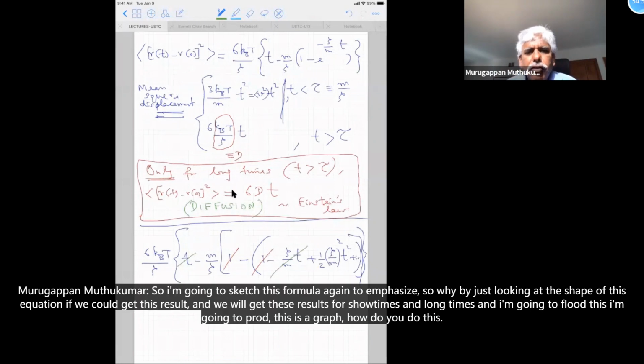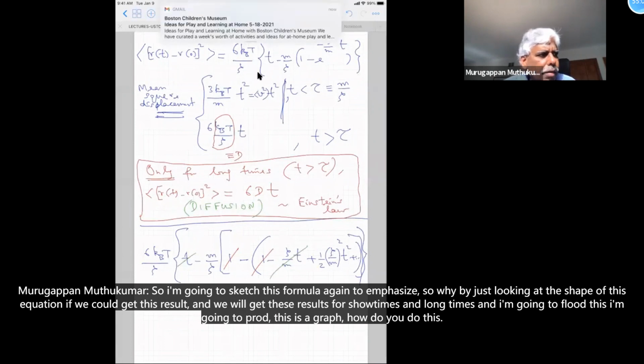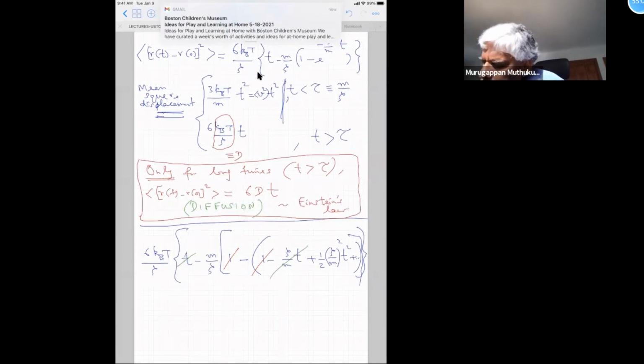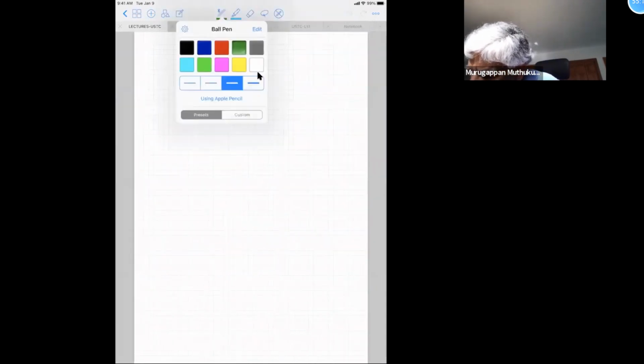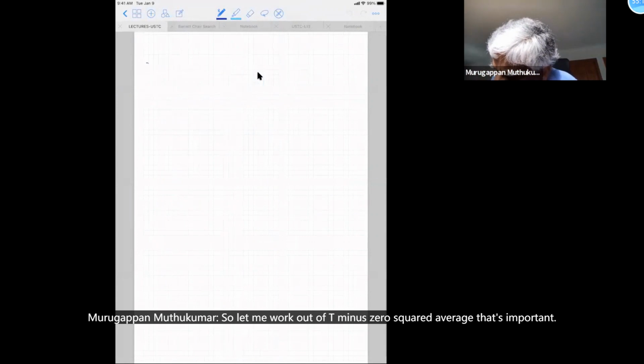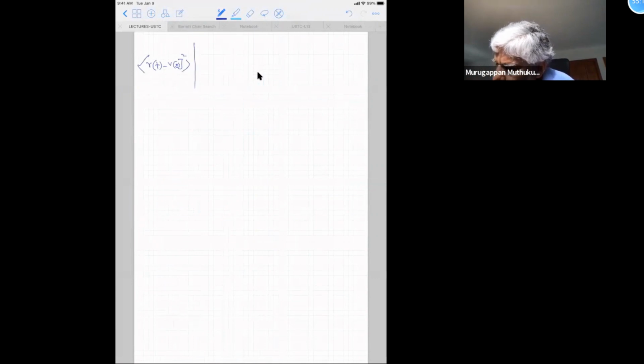So I'm going to sketch this formula again to emphasize. By just looking at the shape of this equation, we could get this result for short times and long times. And I'm going to plot this as a graph. How do we do this? So let me plot R of t minus R of 0 squared average, that's important, as a function of time.